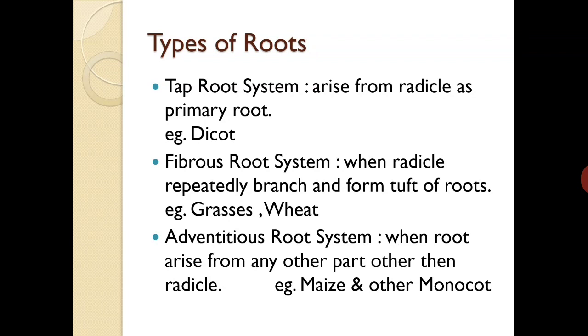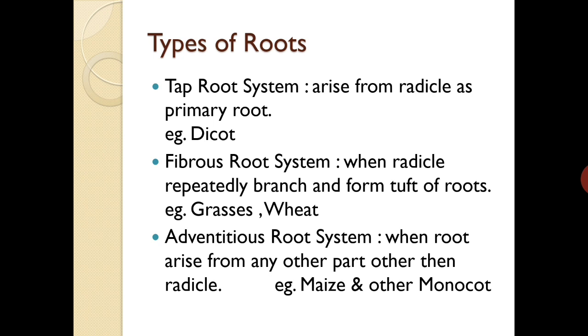One is the taproot system, which arises from the radicle as a primary root. One single root comes down from the radicle part, and the example is all dicot plants having the taproot system. Second is the fibrous root system. When the radicle repeatedly branches, meaning it develops into many branch-like structures, it forms a tuft of roots.